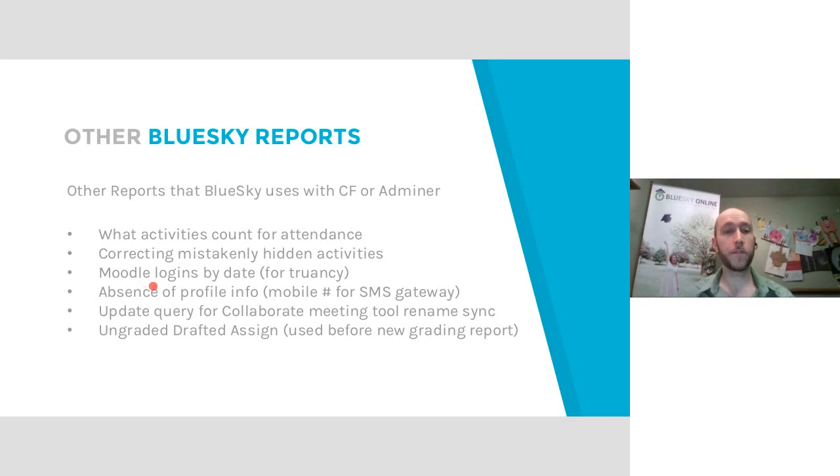Other times, for truancy in the United States, we look for truant students up through the age of 17. I don't know how that's different in other countries. I'll sometimes find Moodle logins by date for some different locales that will only accept truancy information based on login attempts.